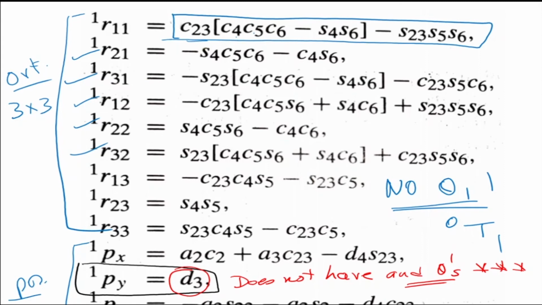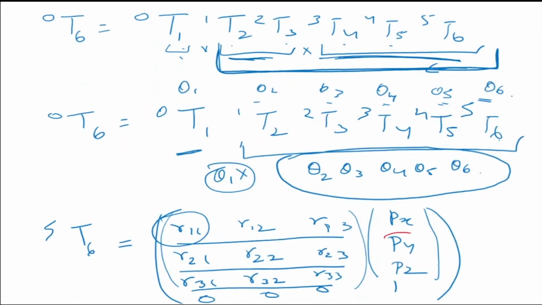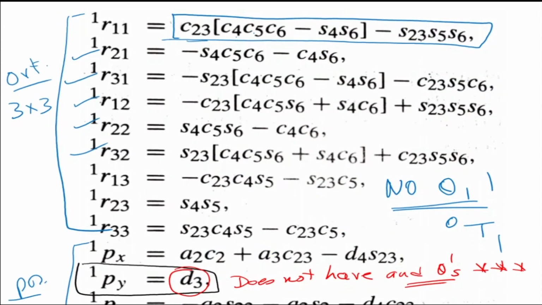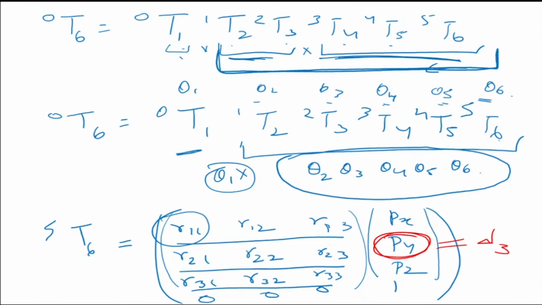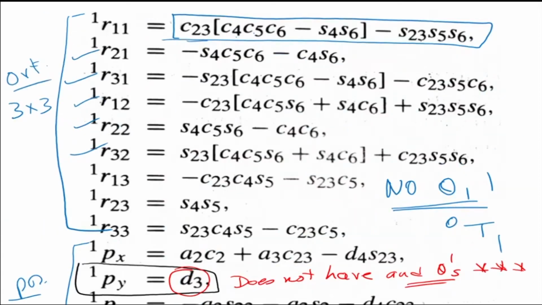Now, what is Py in the previous case? So Py is this term. This is equal to d3, and all the other terms are functions of sine and cos. Now, if you were to multiply T0 to 1, let me go back here, so if you were to multiply T0 to 1 into this. Sorry, please note this is T1 to 6. Now, if you were to multiply T0 to 1 into this T1 to 6, then what you'll get is this matrix.